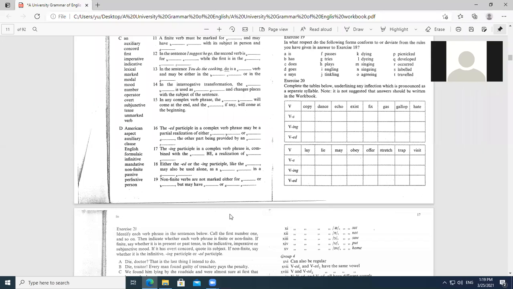Non-finite verbs are not marked either for person or tense, but may have progressive or perfective aspects.